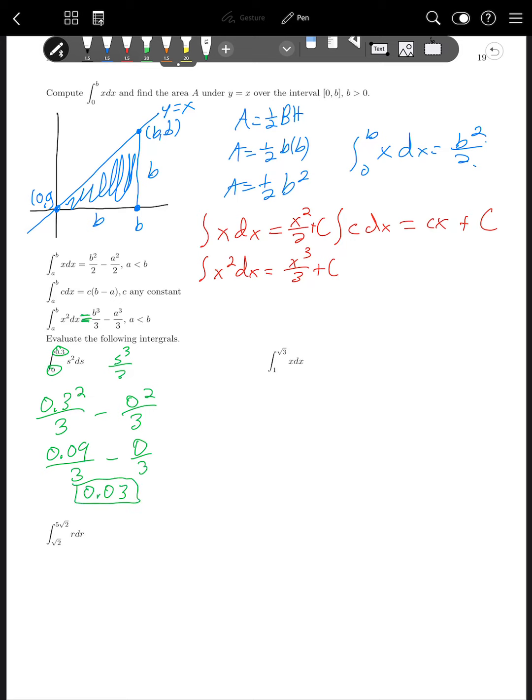Okay, so for now what we're doing is we're just recognizing which formula of these three to use, maybe also some of our rules from earlier in the section, and then simplifying. So like for this one, 1 to root 3 of x dx, I noticed that that's the first formula. So I'm going to use this one up here. So that would be the square root of 3 squared over 2 minus 1 squared over 2. So that would be 3 halves minus 1 half. And then we can simplify. 3 halves minus 1 half is 2 over 2, which is 1.